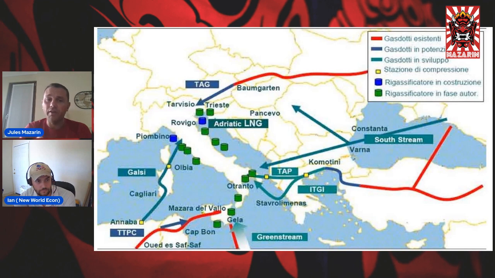So this is the actual situation about LNG. We will have another two LNG points, one in Piombino and one in Ravenna, with two LNG ships. Actually, we already have one big one in Livorno, and another one in the Adriatic Sea.